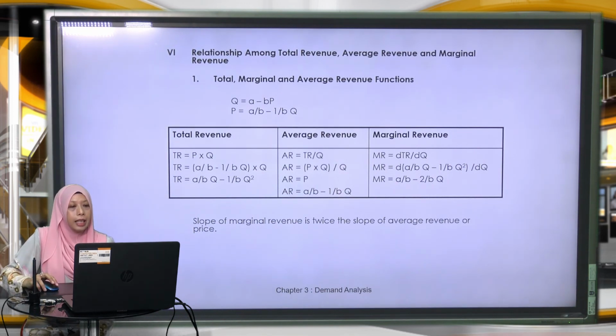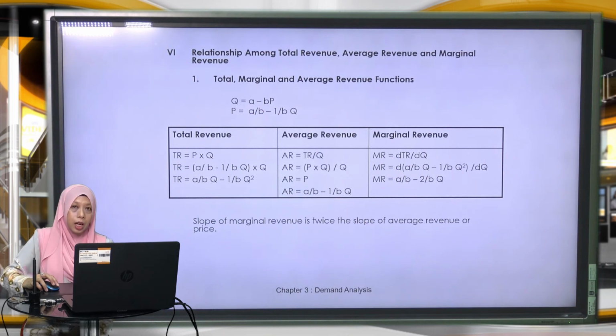Alright. The next thing that we're going to do is look at the relationship among total revenue, average revenue, and marginal revenue. Now, I have already explained to you that a demand function only shows the relationship between quantity demanded and price, and the conventional demand curve function is also a demand function. It's just that price is the dependent variable and quantity now becomes the independent variable. From this price function, you can further derive three revenue functions, namely total revenue, average revenue, and marginal revenue. Now, total revenue simply represents sales.